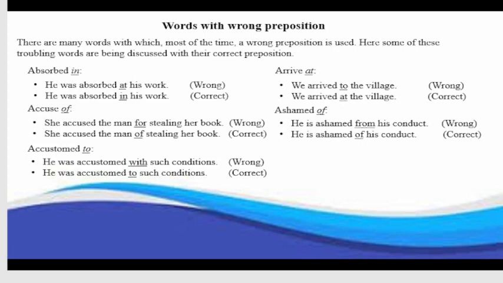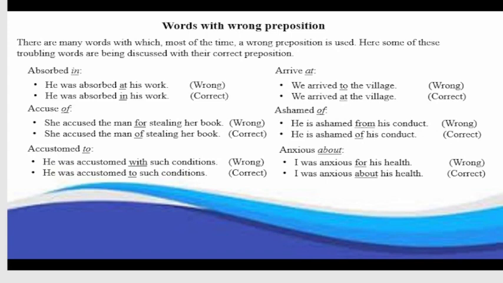Preposition to should be used after the word accustomed. For example, he was accustomed with such conditions is a wrong sentence, and he was accustomed to such conditions is a correct sentence.